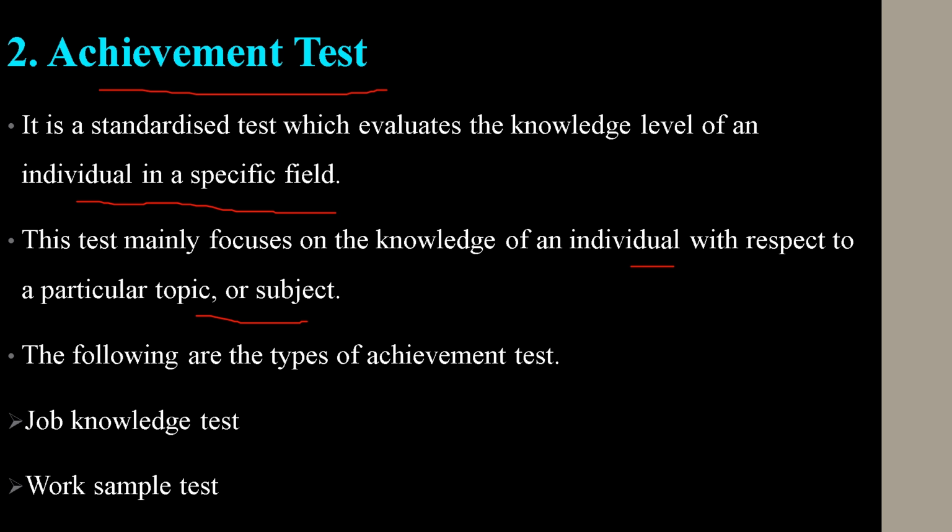See, whatever job you do or whatever field you study, it will measure your existing knowledge, what knowledge you have in what area of field you are expertise in. It will measure that. Okay, for example, if you have studied computer science, it will measure your knowledge in computer science. Okay, so there are two types of achievement test here. First is job knowledge test and work sample test. Okay, so let us understand what is job knowledge test and work sample test.